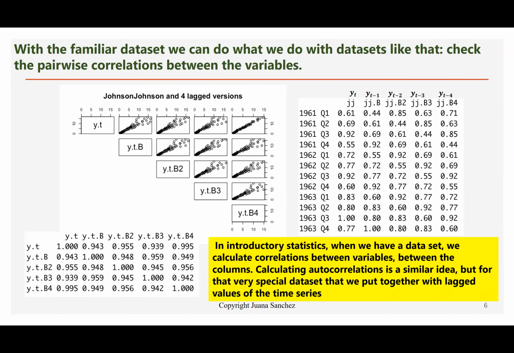In introductory statistics, when we have a data set like this, we calculate correlations between variables, between the columns. Calculating autocorrelations is a similar idea, because we are now doing the familiar correlations between y t and y t minus 1, y t and y t minus 2. These are not called correlations anymore, but autocorrelations, because the data that we have in column y t is producing the data in y t minus 1 and in column y t minus 2. So it's really the correlation of the time series with itself, but at different lags.